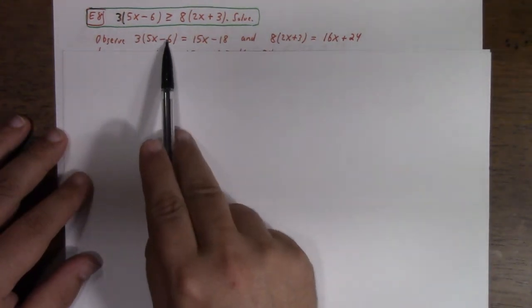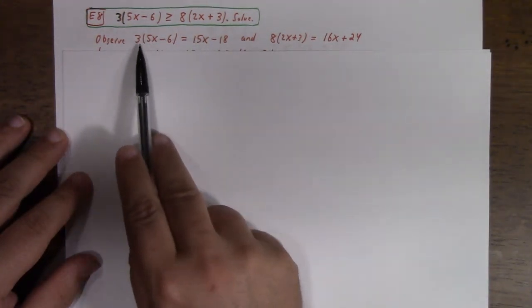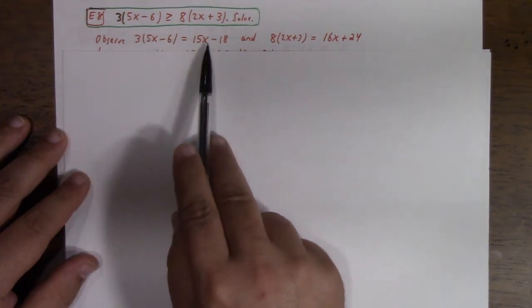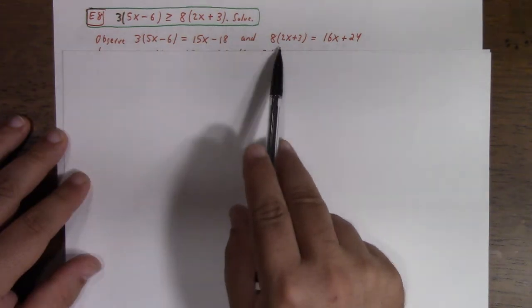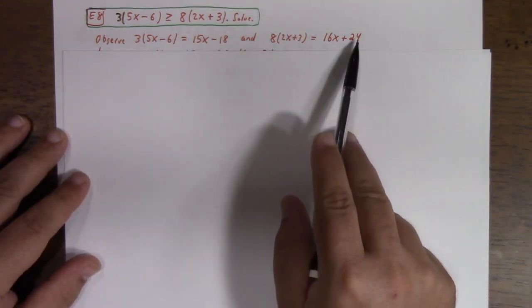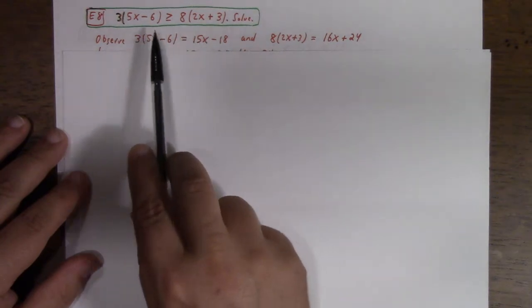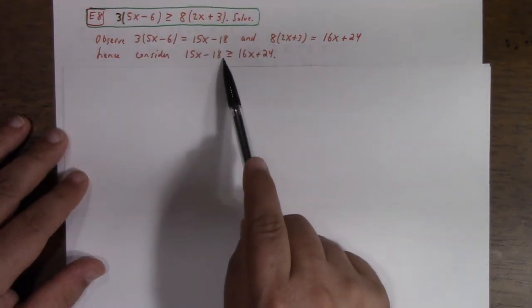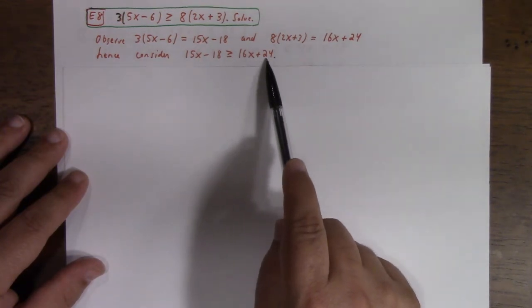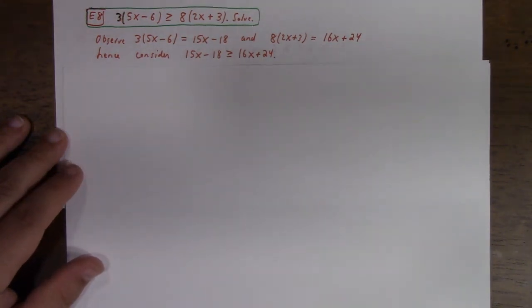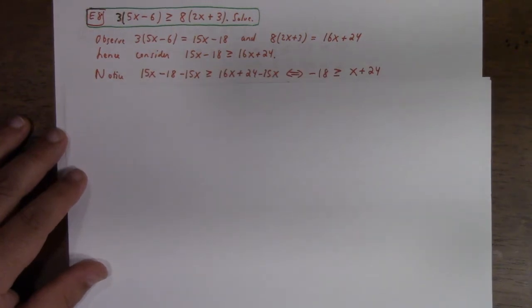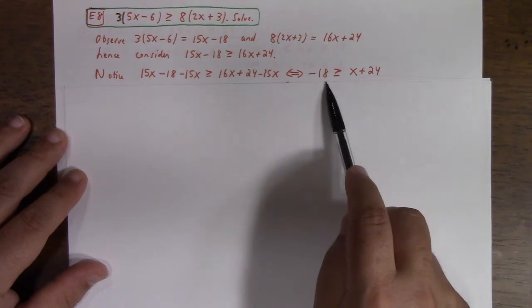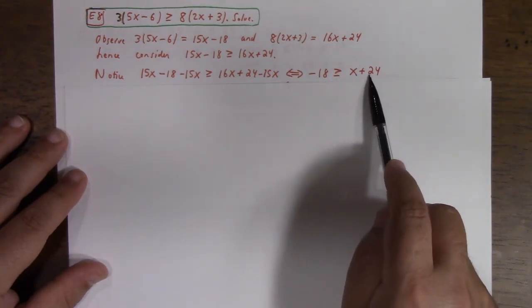3 times 5x minus 6 is 15x minus 18, distributing, and 8 times 2x plus 3 is 16x plus 24, right? So really the given inequality is better written as 15x minus 18 greater than or equal to 16x plus 24. And now we know what to do, right? Because we can subtract 15x from both sides, which brings us to minus 18 greater than or equal to x plus 24.